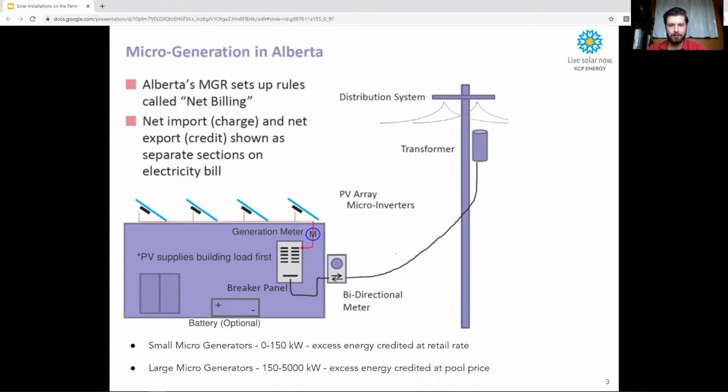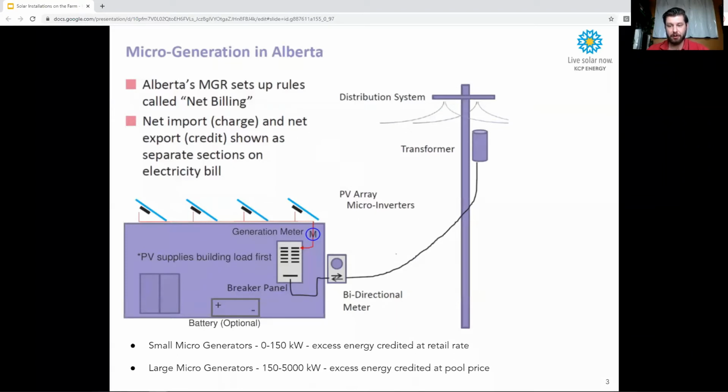Now, within the Alberta microgeneration program, there are two different types of systems altogether. You have large microgenerators, which are systems that are 150 to 5,000 kilowatts. For reference, your typical residential home uses about 8,000 kilowatt hours of power per year, which means they would need about a 7 kilowatt system to power that house 100% throughout the year.